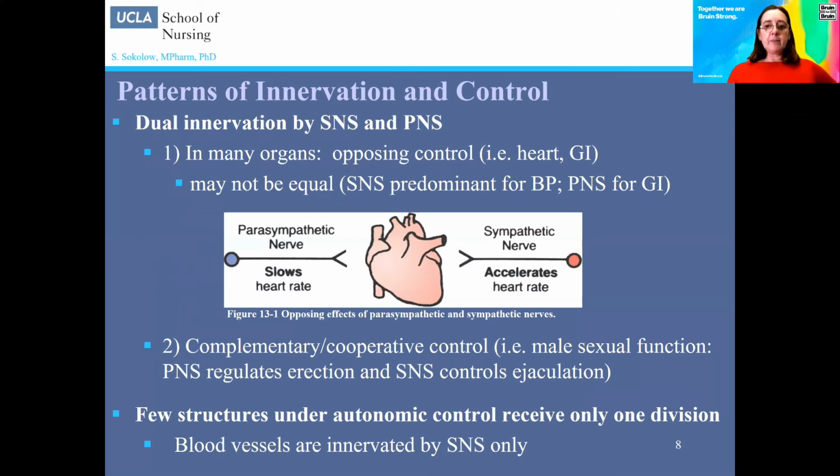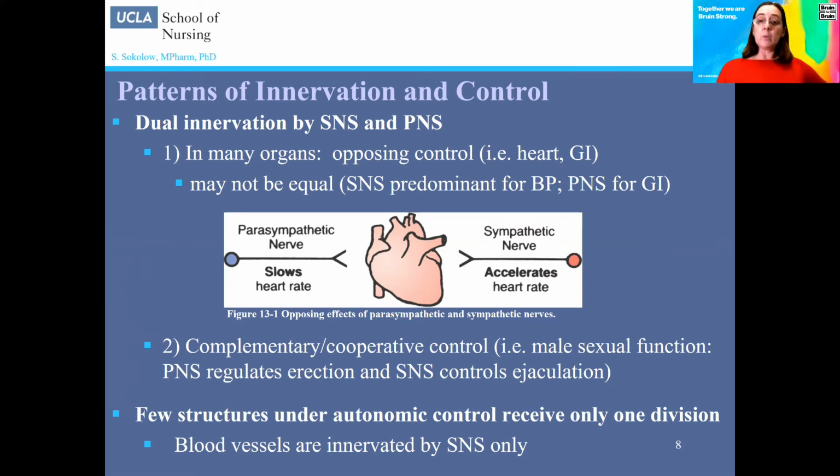Now, another thing that is important to know is the pattern of innervation and the control. Most organs are innervated by both the sympathetic nervous system and the parasympathetic nervous system, SNS and PNS. And in many organs, those two systems actually have an opposite control. So, for example, in the heart, one is going to increase the heart rate and the other one is going to slow it down. So they have an opposite control.